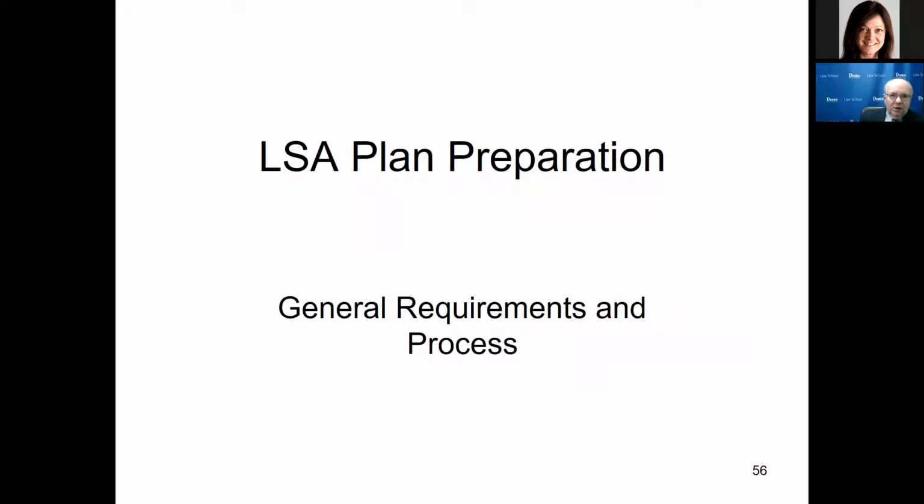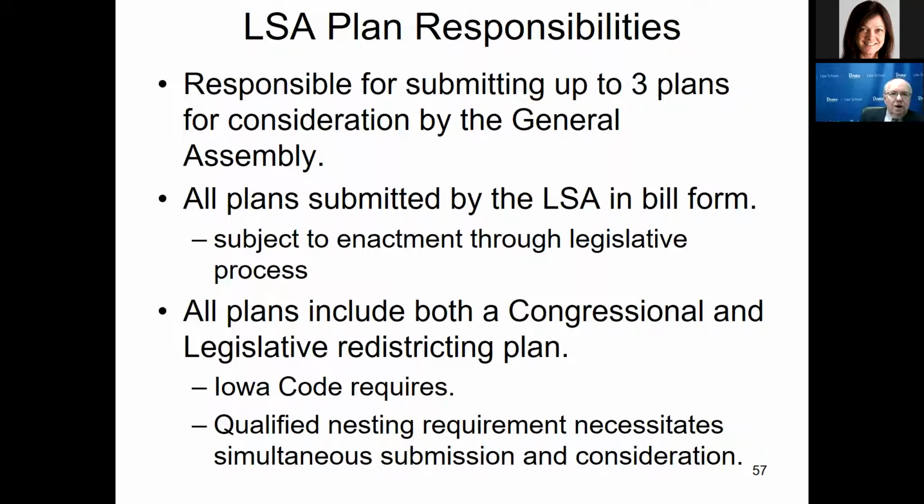So what are the requirements in regards to our preparation of proposed congressional and legislative redistricting plans? We are responsible for submitting up to 3 plans for consideration by the General Assembly. All bills are submitted by the Legislative Services Agency in bill form. It's subject to enactment through the legislative process. And all plans include both a congressional and a legislative redistricting plan. Iowa law requires that the plans include both, and the qualified nesting requirement talked about in the standards necessitates simultaneous submission and consideration. If you're going to have legislative districts followed to the extent possible by congressional districts, you need to create them at the same time.